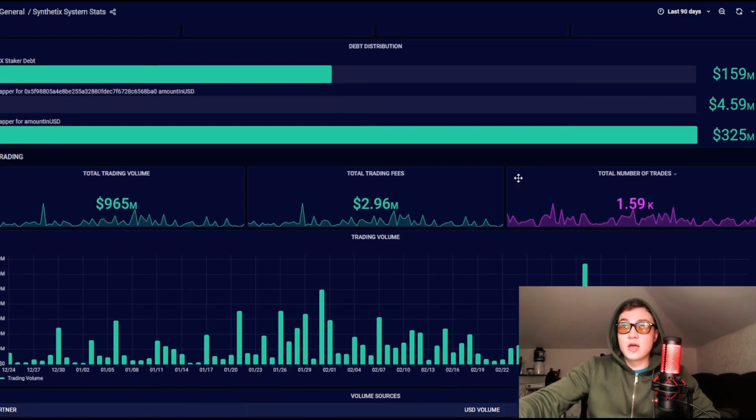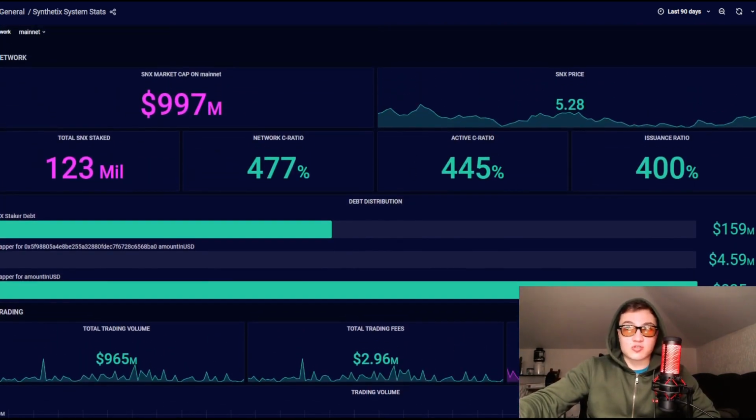So what can you learn from this actual page? Well, not too much. You can see the price, which is an important factor. You can see the market cap, and you can see how much SNX is staked, or a little bit over 10% of the whole ecosystem, which is good. It's a solid number because the other part of the money is actually out there doing stuff with these synths.